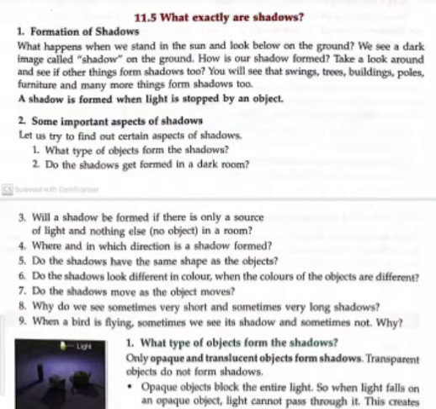We can see our shadow starting from us. If the sun is in front of us, then the shadow is formed on the back side of us. And if the sun is behind us, then our shadow will form in front of us.